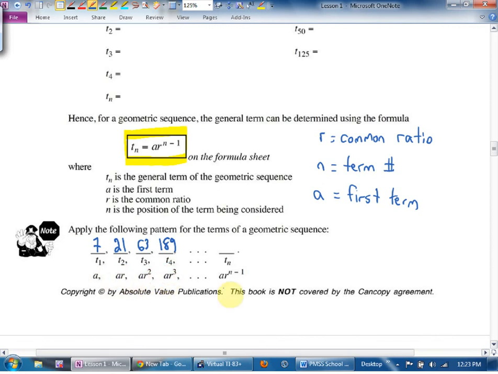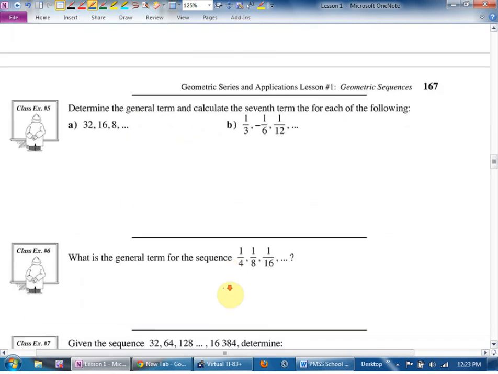Next page. So you ready? Example 5. Do both of these on your own. Find the general term and then find term 7. It says determine the general term and calculate the seventh term. And yes, this time you can use your calculators. I'll freeze the screen, see if you end up where I end up.